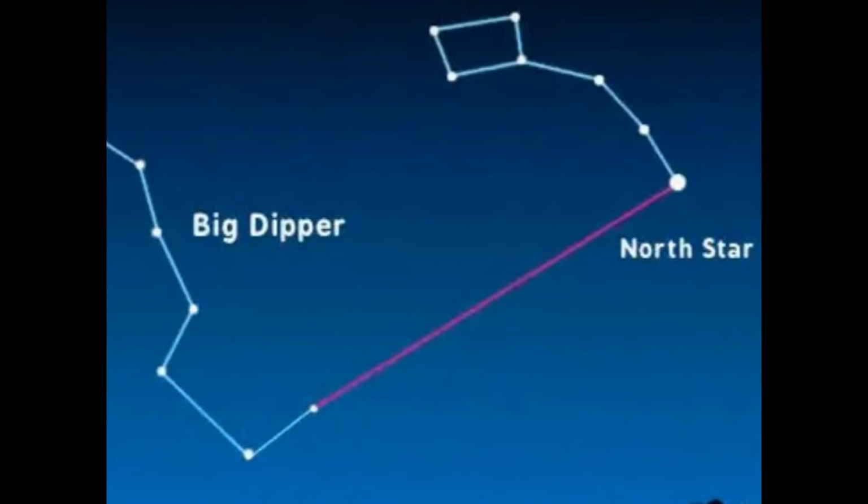It's right above the North Pole. It's 433 light years away. And 1 light year is 6 trillion miles. So that's quite a distance.